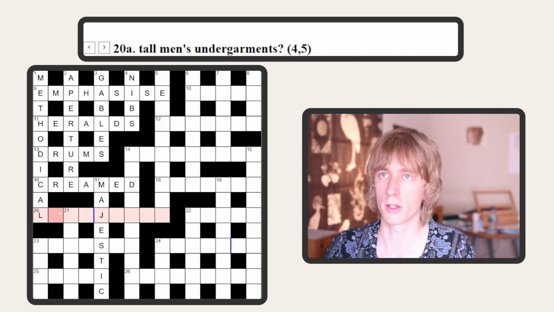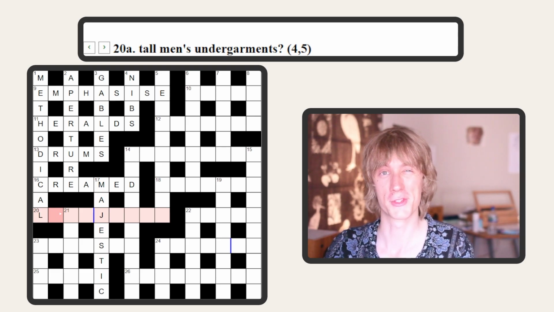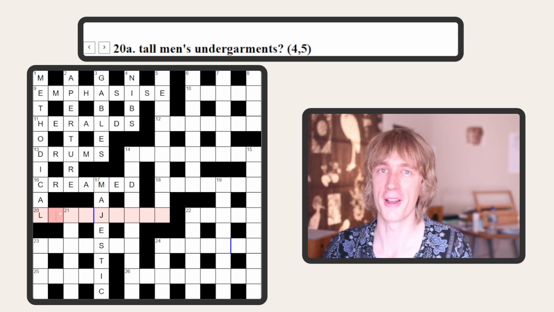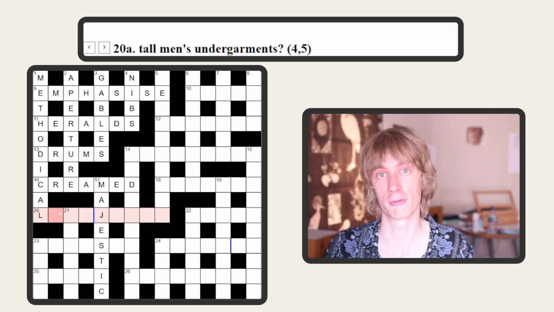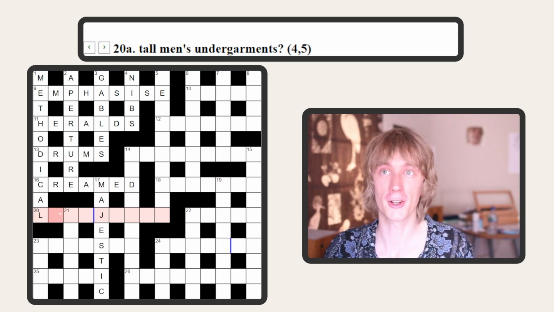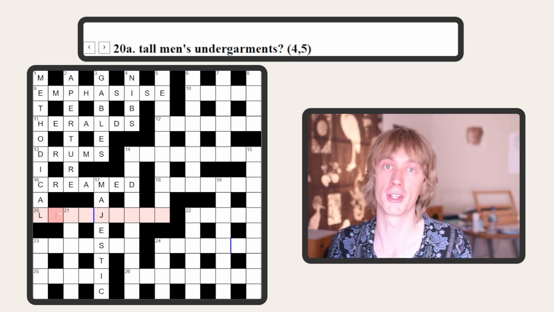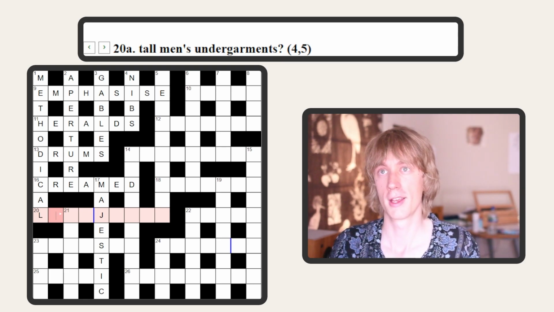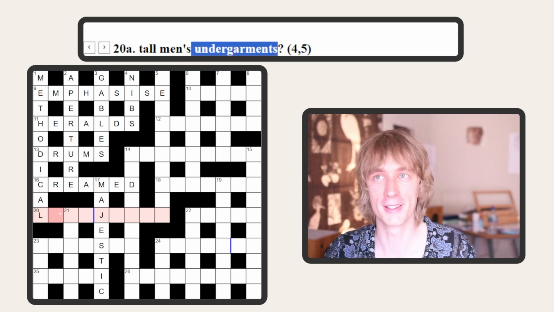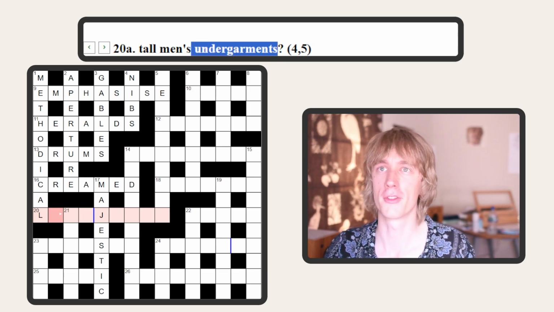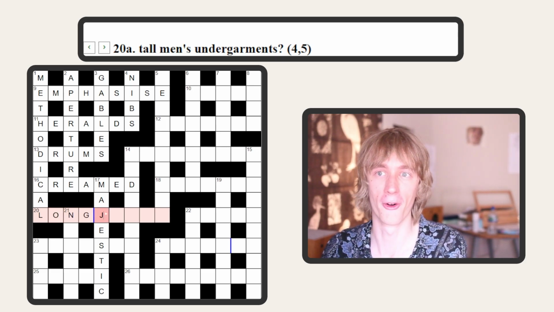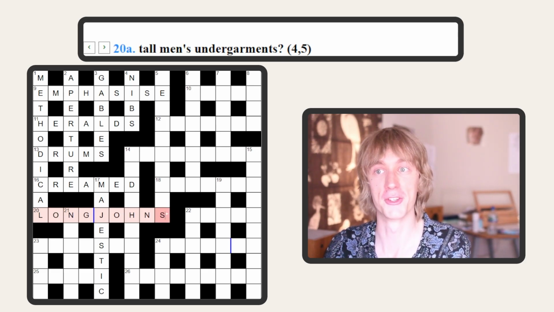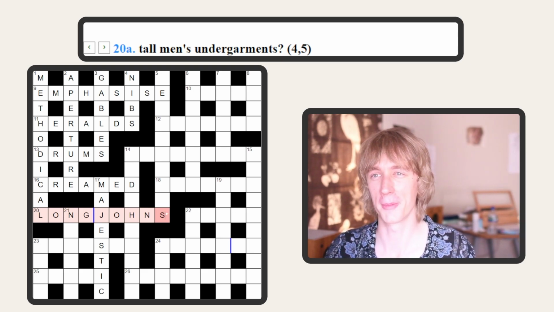Let's look at 20 across then. Tall men's undergarments. Now, this is one of my favorite clues of the puzzle. It's a little bit ridiculous, but this is what's called a double definition, right? There's two sections of this clue, and they both are definitions of the same word. So we're looking for a word that means undergarments, and we're also looking for a word that means tall men. Well, tall men might be long johns, and long johns are a type of undergarment. It's a silly one, I apologize.